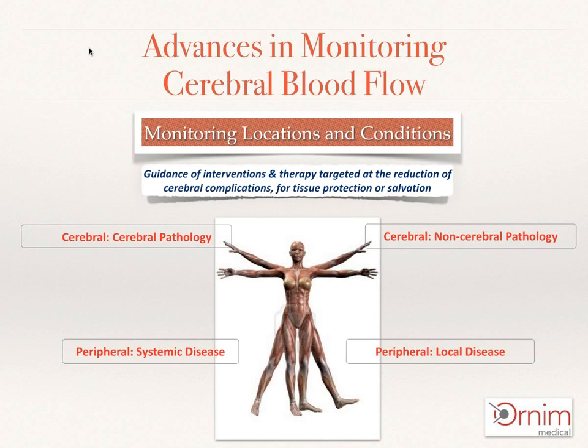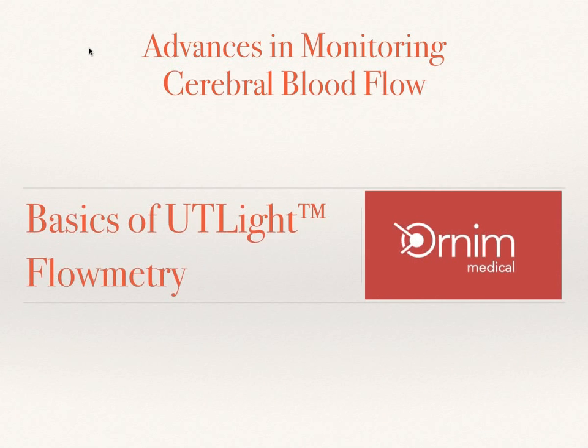Monitoring can be done in different locations for different conditions, and we believe that this monitoring is going to change the way that we intervene. It ought to guide us into interventions and therapy targeted at the reduction of cerebral complications for tissue protection or salvation. So we think that there are primary cerebral pathologies that we may be able to improve our care on, and non-cerebral pathologies that indirectly affect brain blood flow that we can actually improve upon as well.